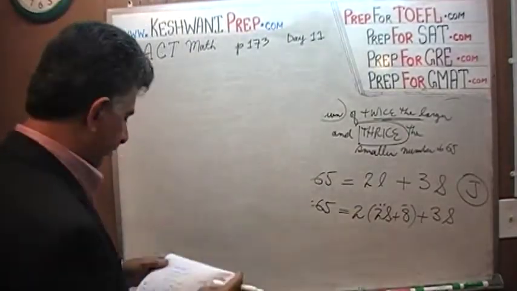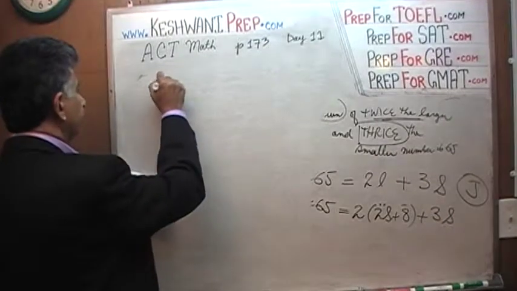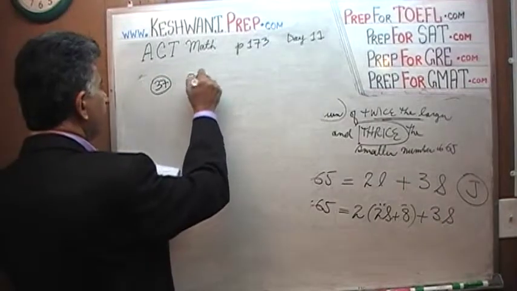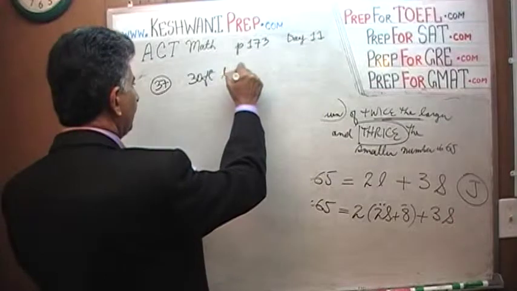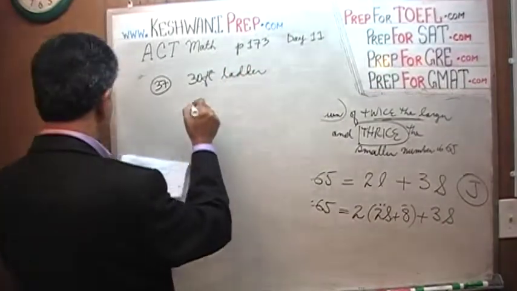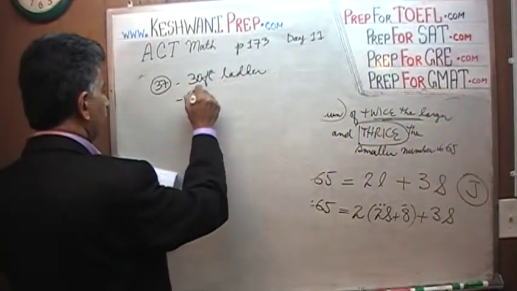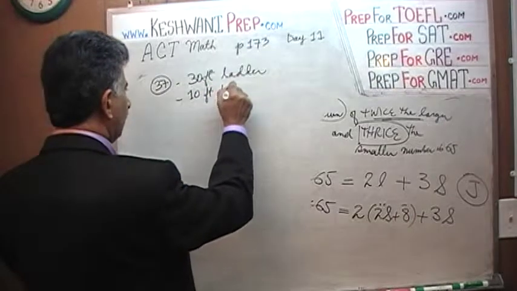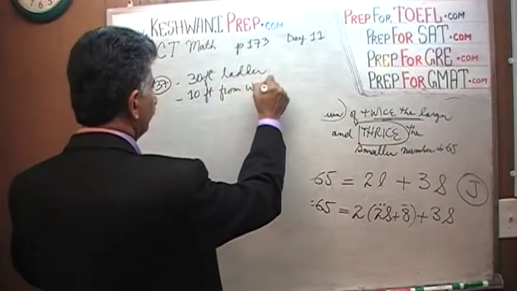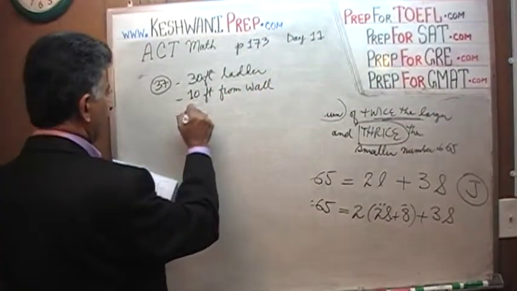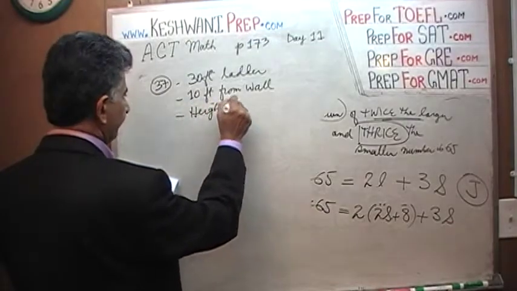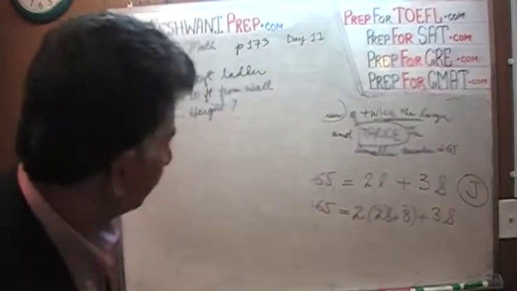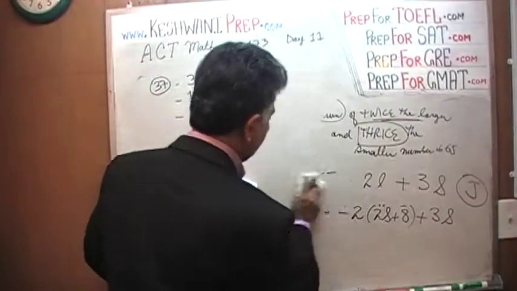Number 37. We have a 30-foot ladder, which we are told is 10 foot from the wall. And the question simply is, how much is the height? Well, let's find out, shall we? We need to put it in the picture here.